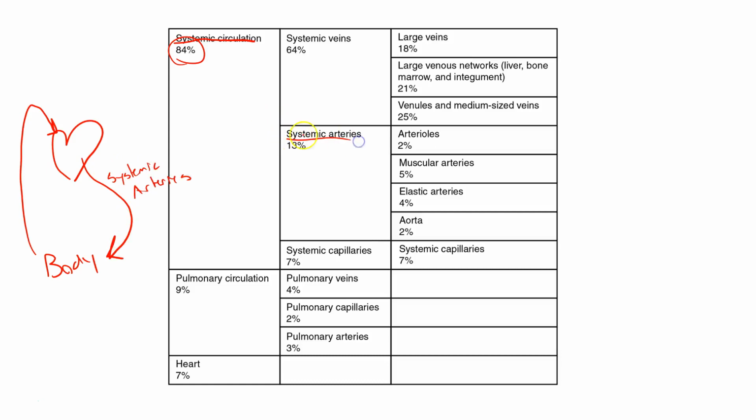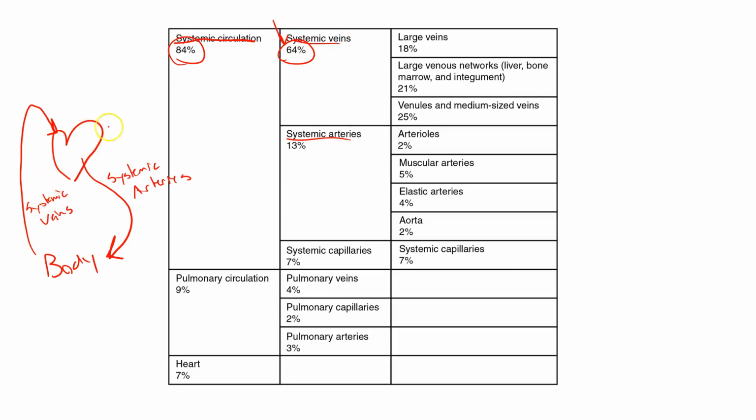Should be right here. And all of the vessels that are collecting the blood from the cells in your body and bringing it back to the right atrium, these would be called the systemic veins. And they will hold about 64% of all of your blood. So a majority of your blood is right in all of the vessels collecting blood from most of your body.